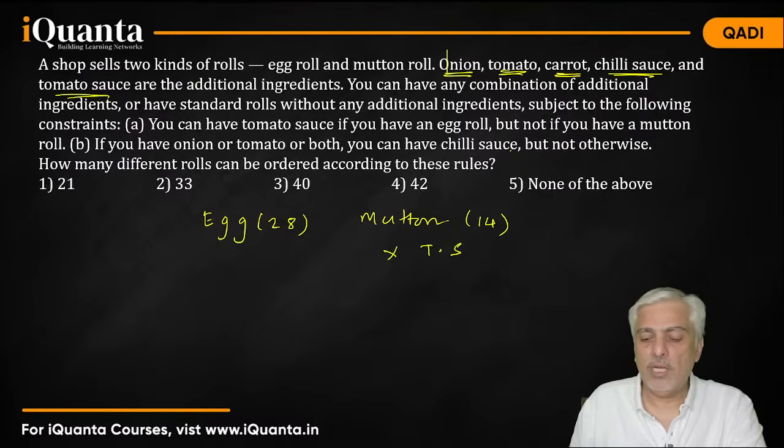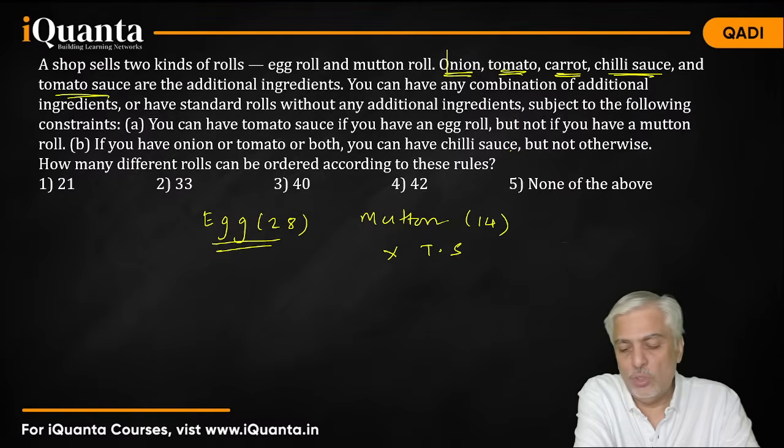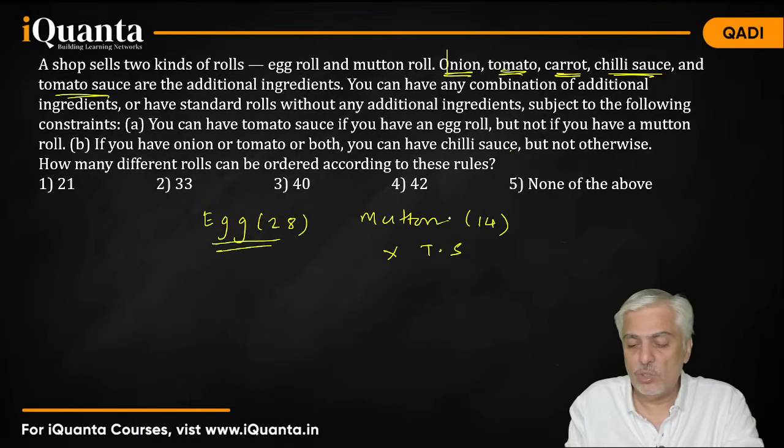Now, pay attention. How do you get that? First, let's go to egg roll. What is the condition for egg roll? If you want to finish the mutton roll first, that's also easy because the egg roll will be just double. There's only one extra condition, tomato sauce. Here there is no tomato sauce, so there are 4 ingredients: onion, tomatoes, carrot and chili. These 4 ingredients are there. There is a condition which is there.